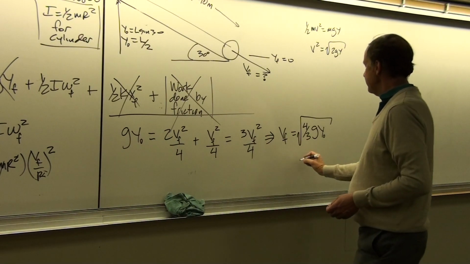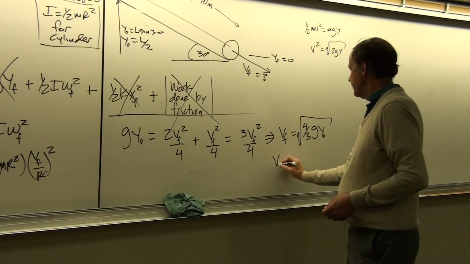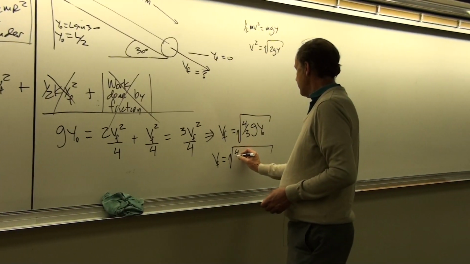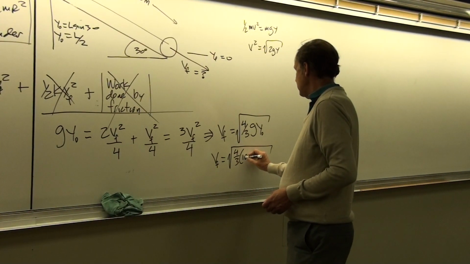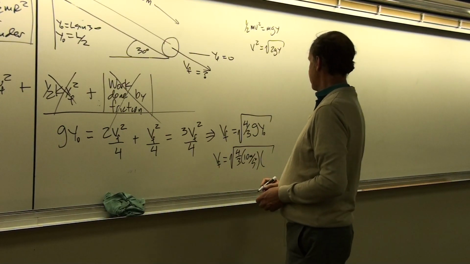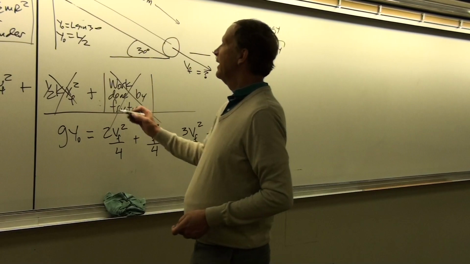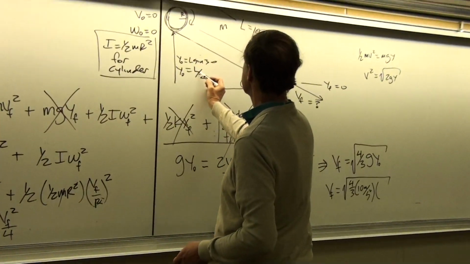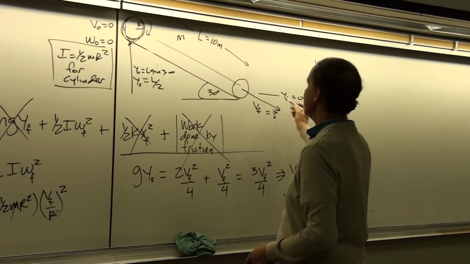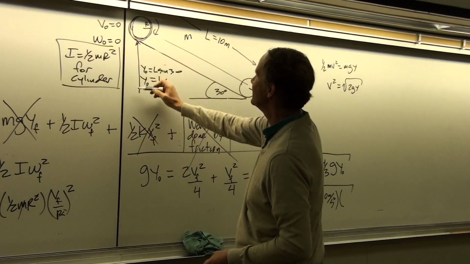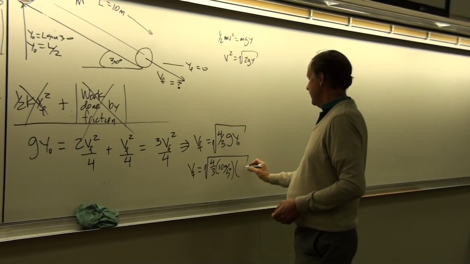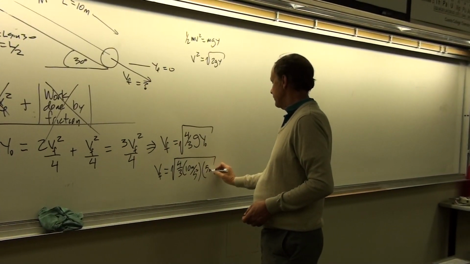Okay, so finishing this up then, v final for this problem would be equal to the root of 4/3 times g, 10 meters per second squared, times y naught. Now y naught, remember, is L over 2. L was 10 meters, so you don't want to accidentally plug in 10 meters here. It's just the vertical height that gives us the potential energy. And so that would be equal to 5 meters.